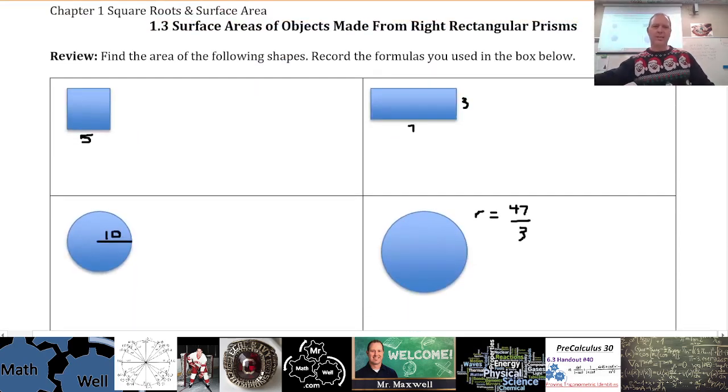So what shape, first of all, is this on the left? What shape is that? That looks like a square, and I'm going to give you some more information. I'm going to do this.